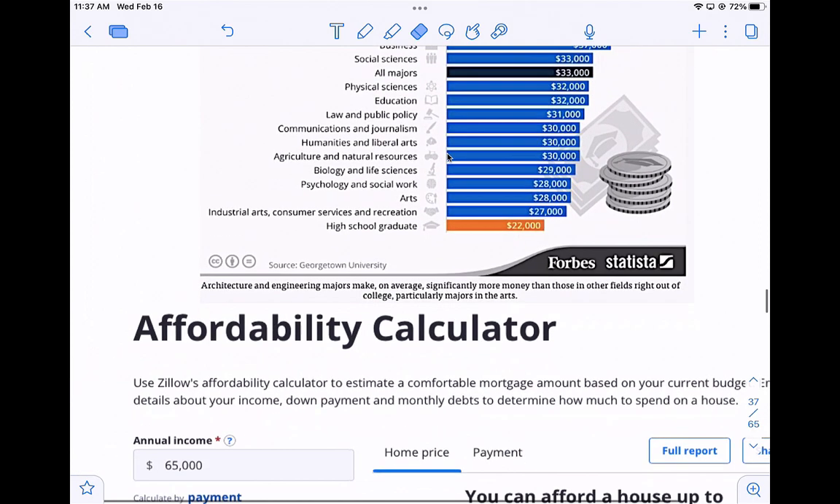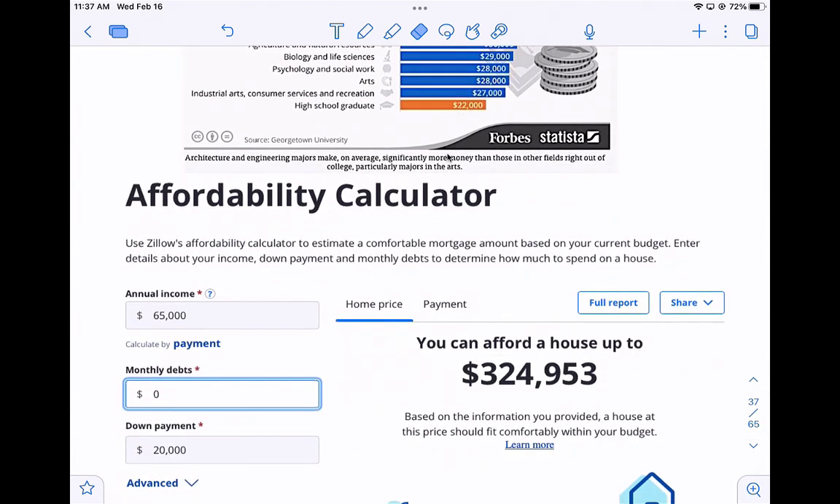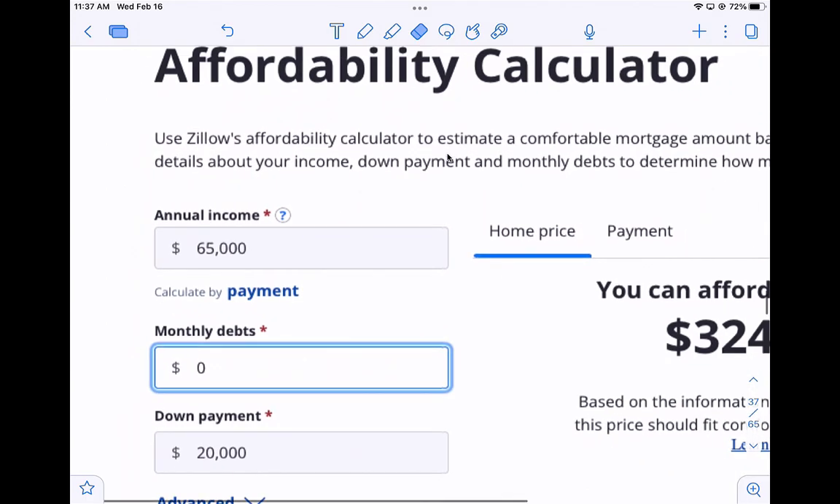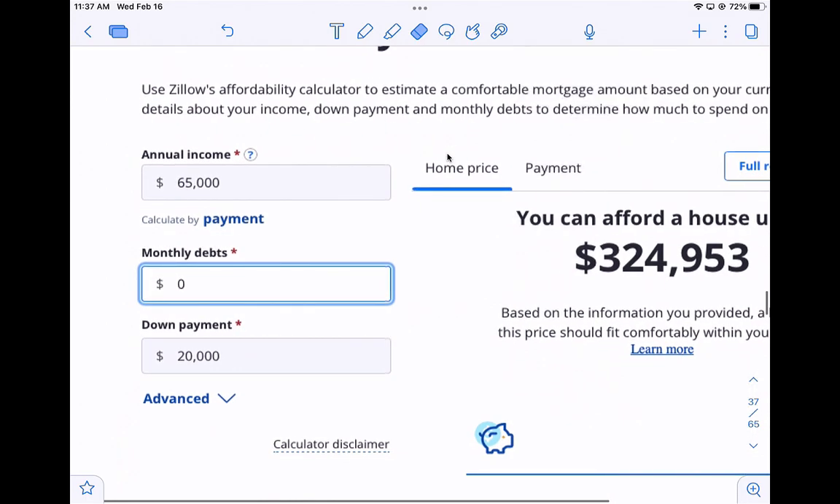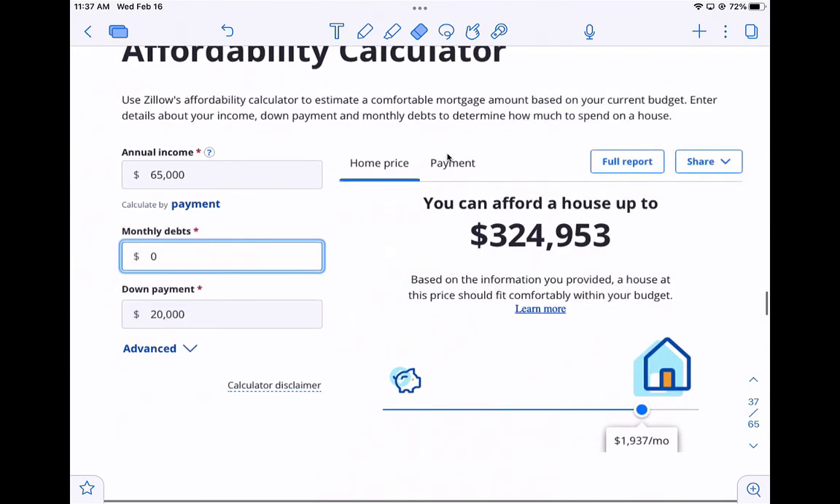Okay, so with that in mind, like how much these make, we're going to take a look at what I like to play around with, an affordability calculator: how much of a house can you afford? So let's say you made $65,000, you don't owe any money for loans or anything, and you can make a $20,000 down payment. You can afford a house that is about $324,953. So they have these calculators to help you figure out what you can afford.